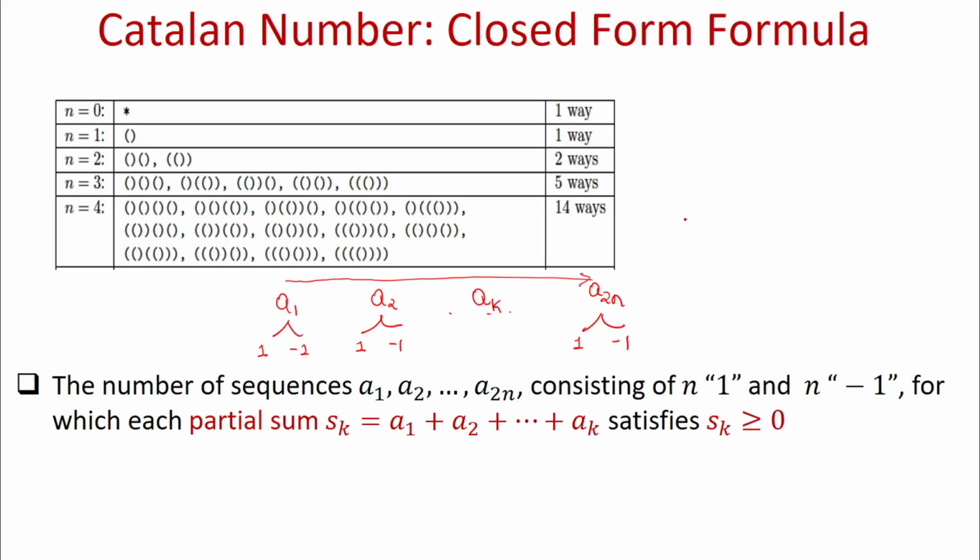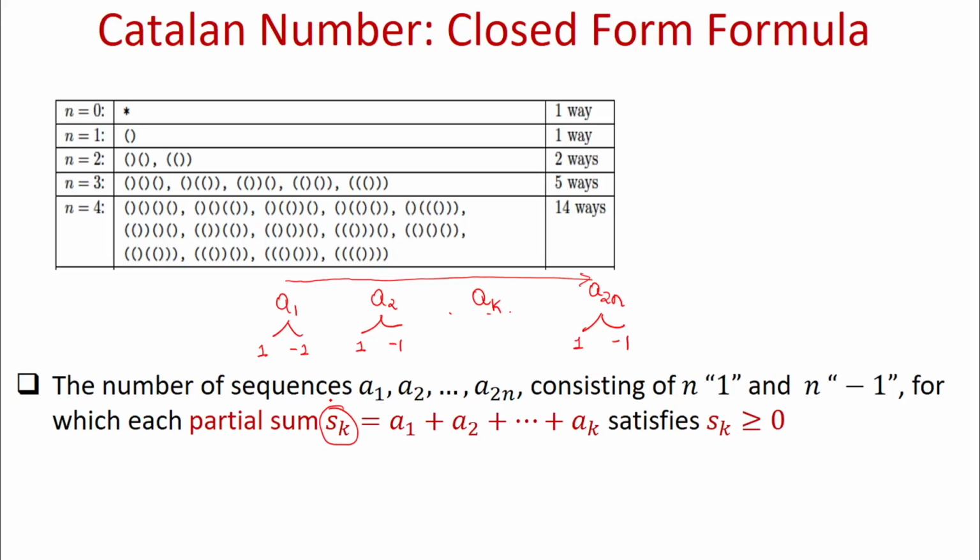the summation of the first k values which I have encountered till now while scanning, then that partial sum, I call it S of k, and that partial sum S_k should be non-negative. That means it should be greater than or equal to 0. It could be 0 or it should be more than 0.